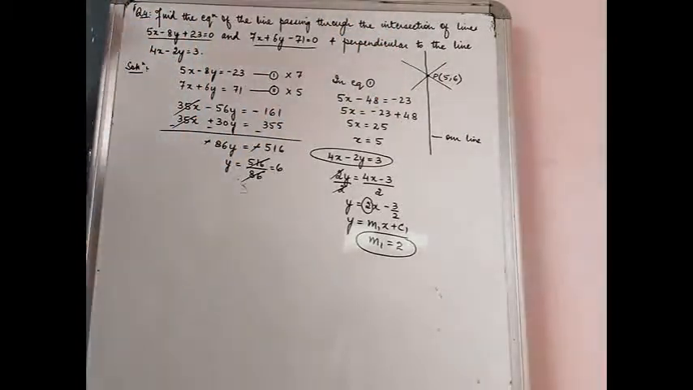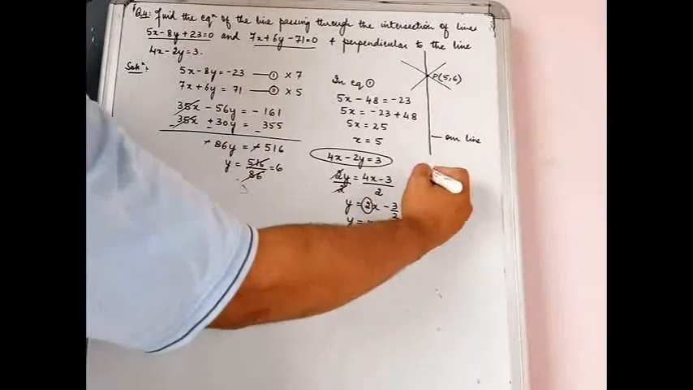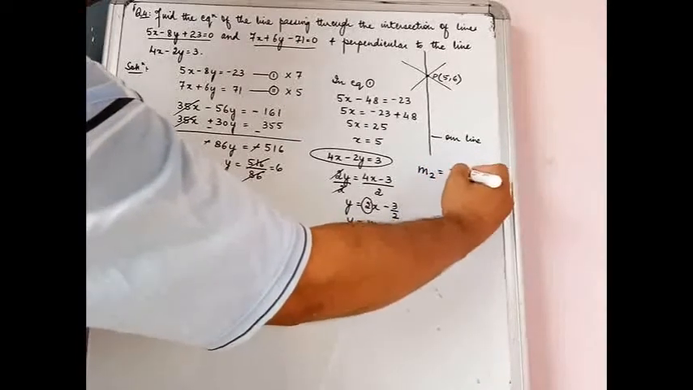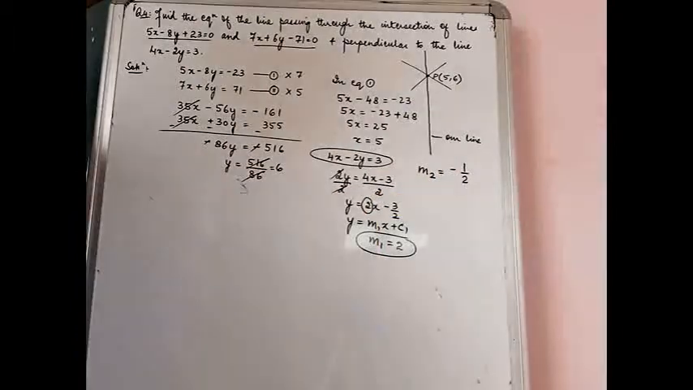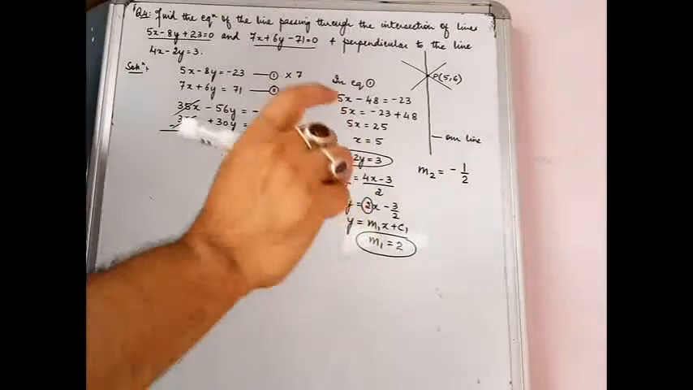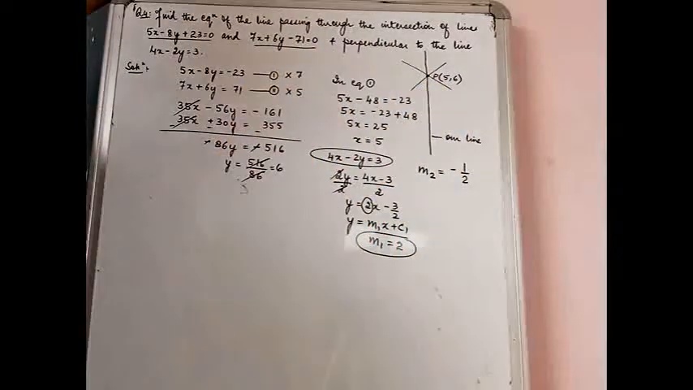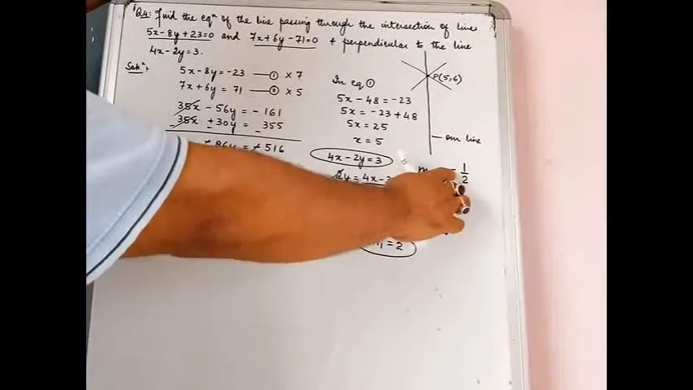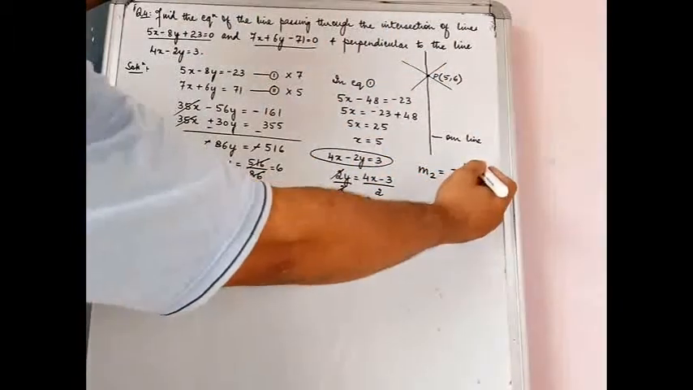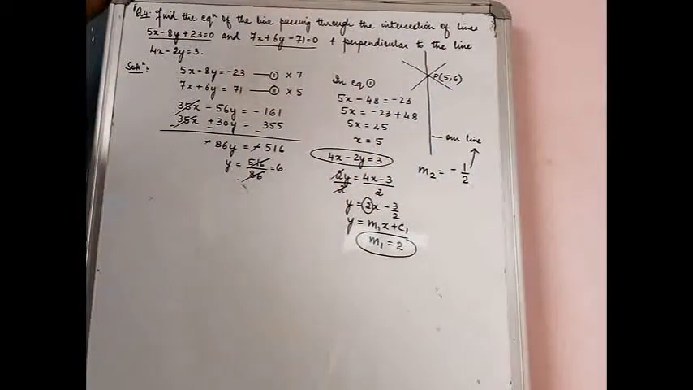Okay, so that means if this particular line has a slope of 2, then our line will have a slope of minus 1 by 2. Why? Because if you remember the condition, for perpendicular lines, we simply do the reciprocal of the slope and change the sign. So here it was plus, I have put a minus. Here it was 2 by 1, I have done the reciprocal.